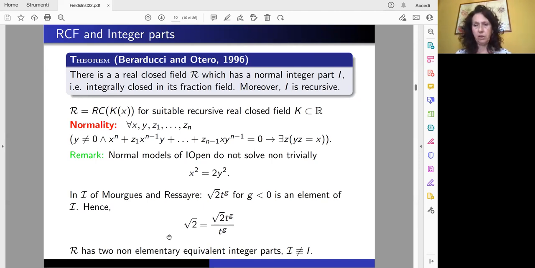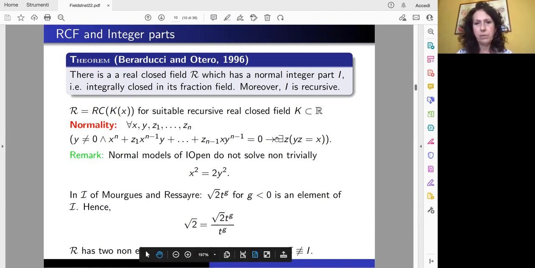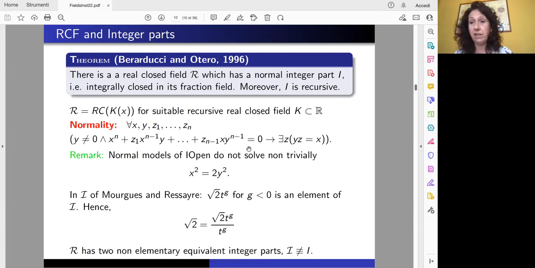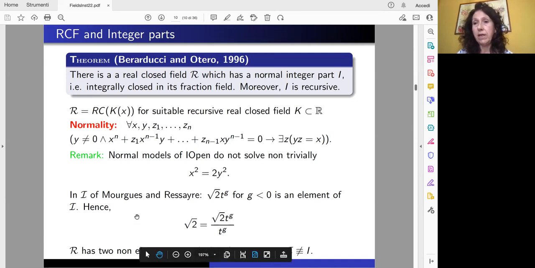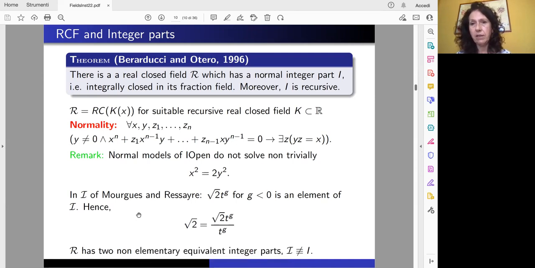This is not an easy construction at all. Normality is an axiomatizable property expressed in this axiom, and it is like Z is in Q. So normal models of open induction do not solve non-trivially these equations. The integer part constructed by Mourgues and Ressayre that I mentioned before is not normal.